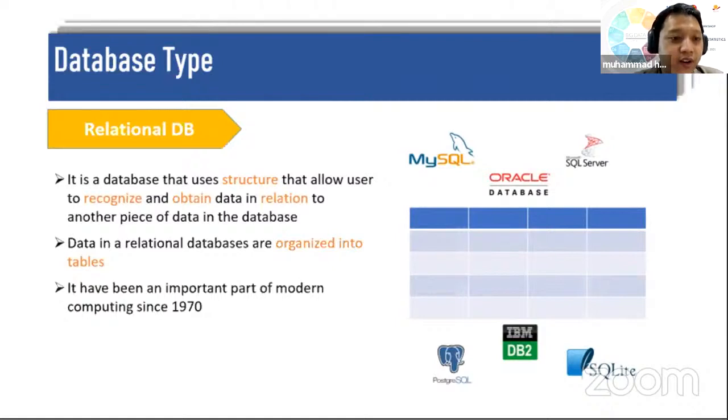Okay, for the second point, data in a relational database are organized into tables. That's tabular data. And surprisingly, relational databases have been an important part of modern computing since 1970. So it's not a new approach, it has already been there since 1970.